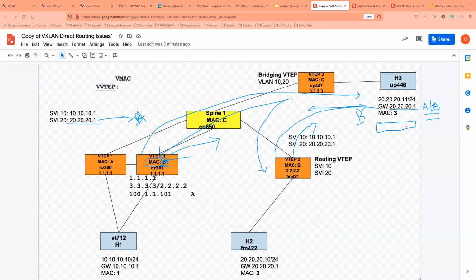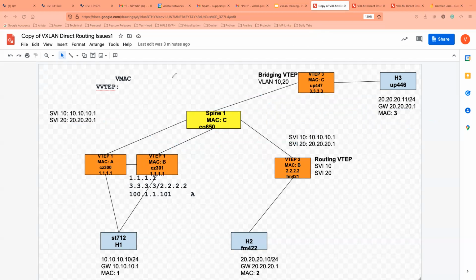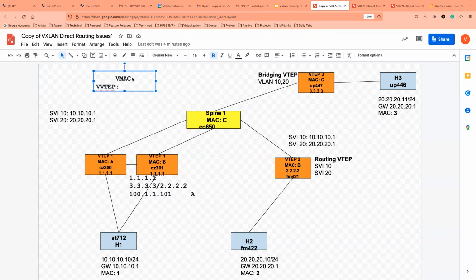So what is the resolution? What should we do? Configure the same VMAC. So we have to configure the virtual MAC, which should be the same across all the VTEPs. So that's what we should do. Now your problem is solved.